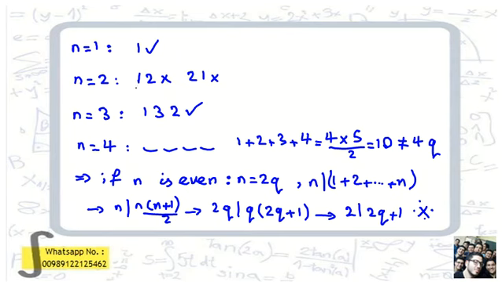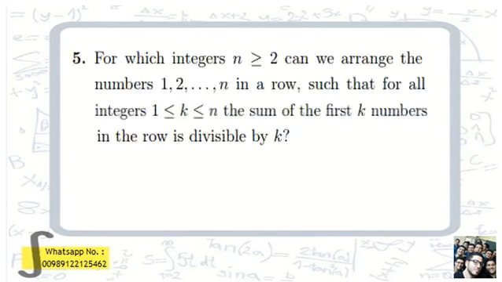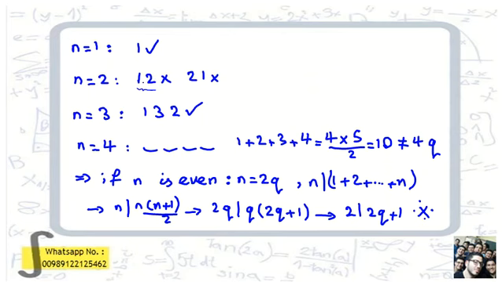And if you pay attention, if k equals 2, 1 plus 2 is 3 and is not a multiple of 2, because the problem says the sum of the first k numbers in the row is divisible by k. But if k equals 2, 1 plus 2 is 3 and is not divisible by 2. So 2 is bad. And 3.